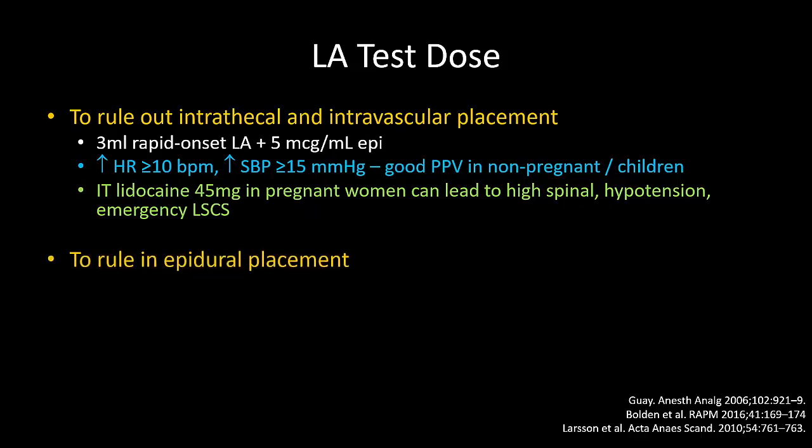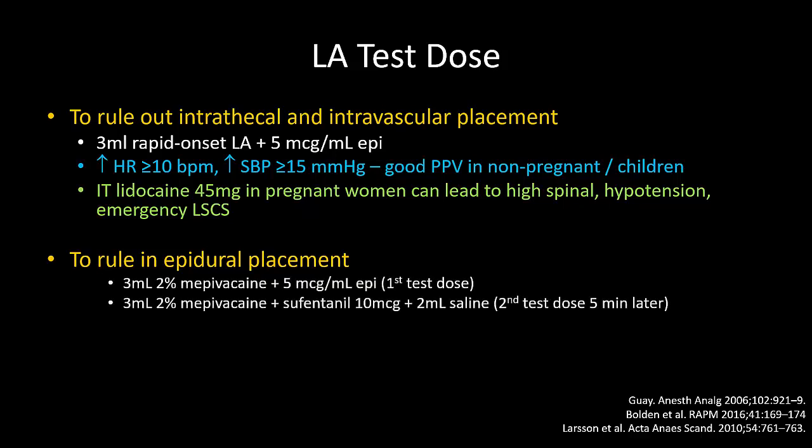Will injection of small doses of rapid onset local anesthetic help to confirm correct epidural placement? The answer is yes, but this will take time. Larson and colleagues tested the time efficiency of test dosing, and they injected a total of 8 mL of a mepivacaine mixture over 2 injections spaced 5 minutes apart.